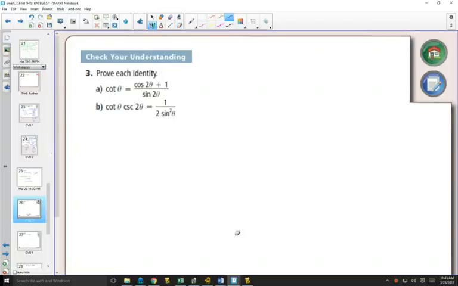So now that we've learned our double angle identities, you're also going to get some proofs that have double angle identities in them. Anytime that you have a proof with a double angle identity, you're going to want to use your double angle identity and change it so that you get rid of your double angles.